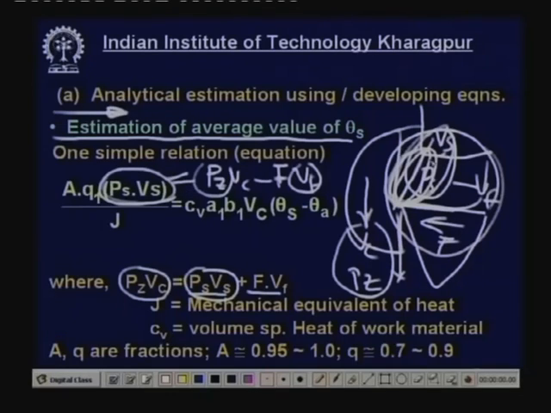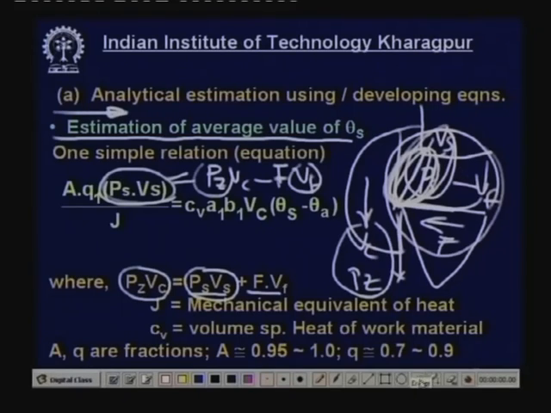Now, whatever heat is generated here, whatever mechanical energy is expended here, a major part of that goes into heat. So, say fraction A. What is fraction A? Fraction A means the amount of energy that is converted into heat. So, this is A, say 95%. Around 95% of the mechanical energy, the shear energy, will be converted into heat.